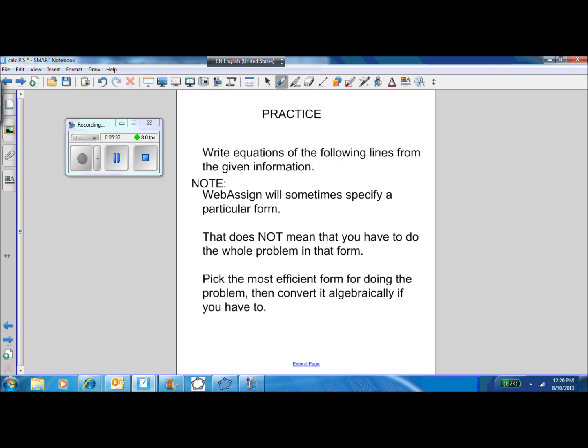Let's practice. We're going to give you some information. We're going to try and write the equations of lines. Now, just a little warning. WebAssign will sometimes specify a very particular form. And in fact, sometimes they really like standard form written like ax plus by plus c equals 0. So keep that in mind. They may insist on that over ax plus by equals c. So if ax plus by equals c isn't working for you, it might be because they want that one on the other side. Now, it doesn't mean you have to do it in the form that WebAssign says the final answer has to be in. You can pick the most efficient way for you to do a problem and then change it over algebraically.